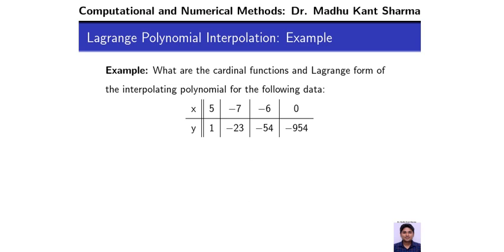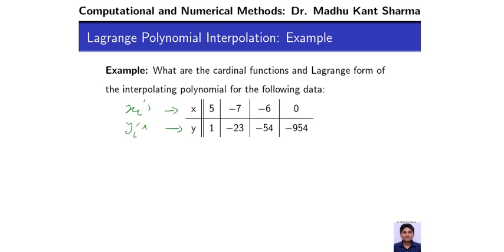So let's take an example of cardinal functions for Lagrange polynomial interpolation. What are the cardinal functions and the Lagrange form of the interpolating polynomial for the following data? You have been given x0, x1, x2, x3. So with 4 data points, you are going to get a polynomial of degree at most 3. The first row is of xi's and the second row is of the corresponding yi's.